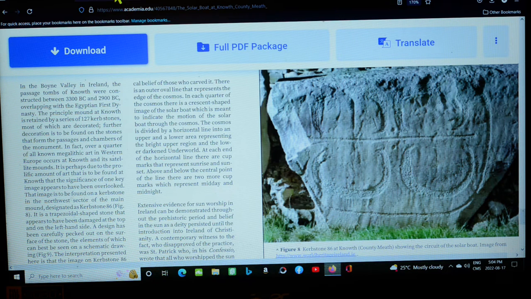Knowth has a passage aligned with the winter solstice sunset. It also has a passage, possibly the same one, that's aligned to the northernmost setting point of the moon. They call it lunar standstill, and by the way, these things are useful for calculating eclipses. Newgrange has a passage aligned with the winter solstice sunrise.